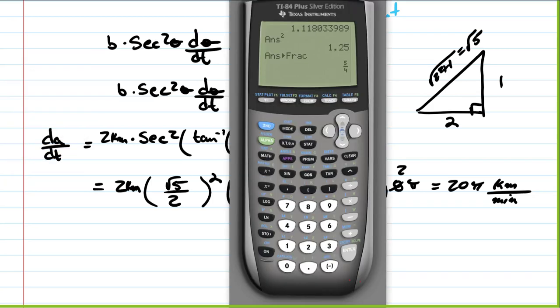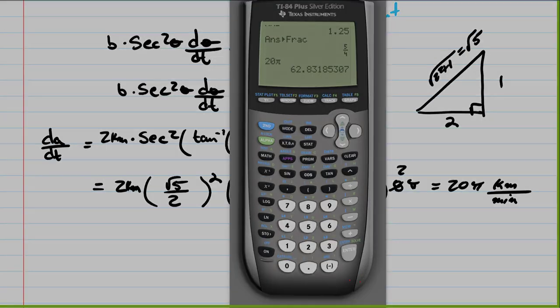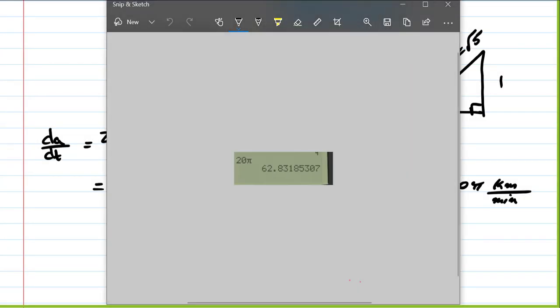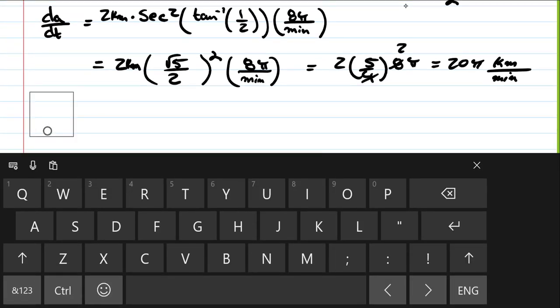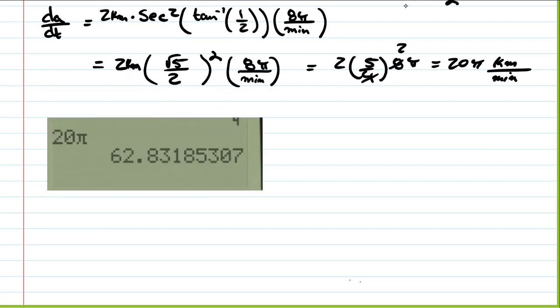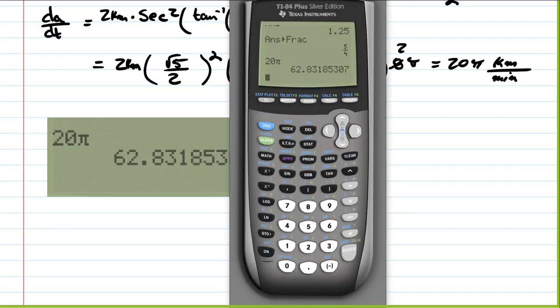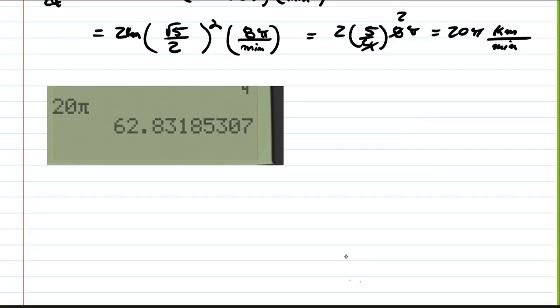as 20 pi. So 20 times pi is going to give us 62 kilometers per minute is how fast that light beam is moving along the shoreline. So if you divided that by 60, it would convert it from kilometers per minute to kilometers per second. So it's going about a kilometer per second along the shoreline. So it seems pretty reasonable if you've ever watched a lighthouse do its thing. All right.